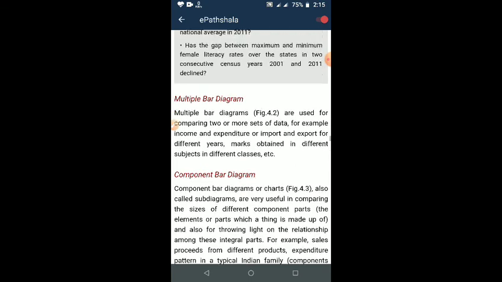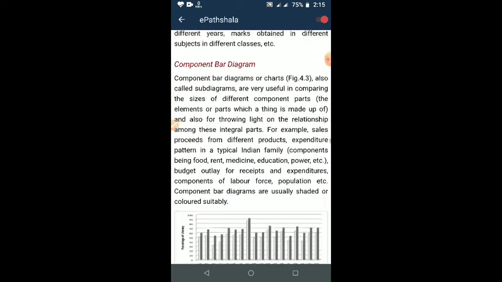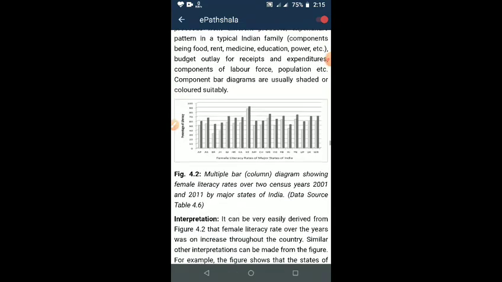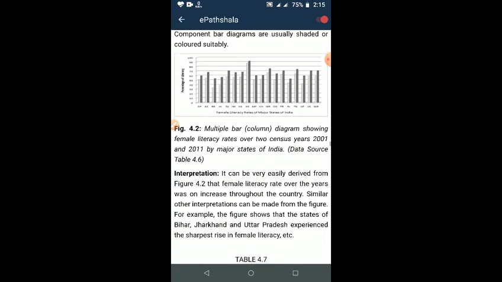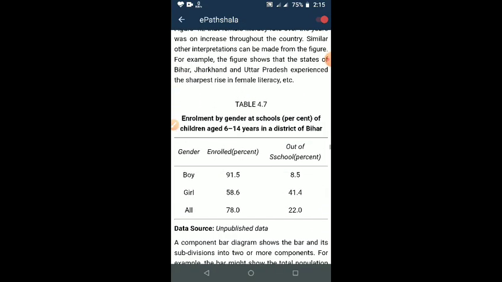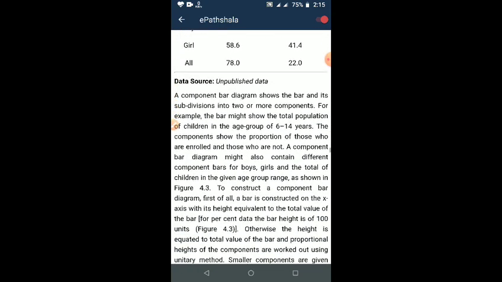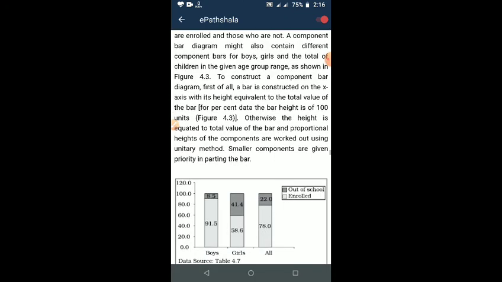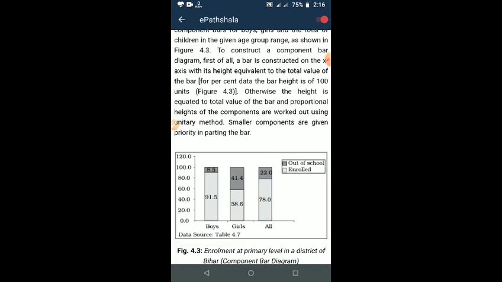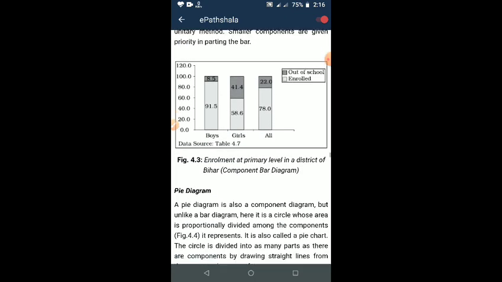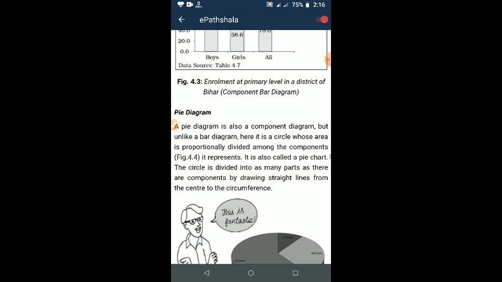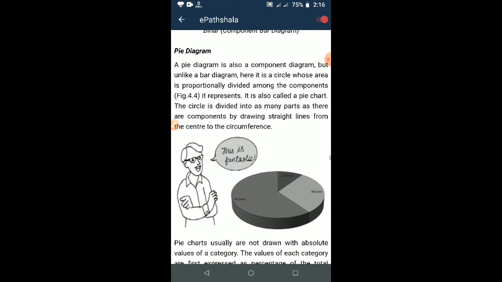There are also multiple bar diagrams, and component of bar diagram. You can pause the video and read. Next we will study about the pie diagram.